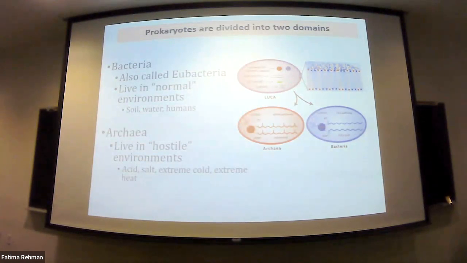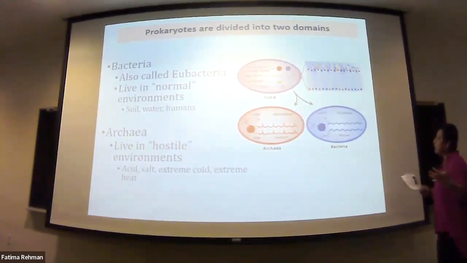Okay. The prokaryotes themselves, the eubacteria that we typically come in contact with, live in normal, typical environments that we are walking in and out of as well. So that's called soil, water, humans, other organisms, right? Archaea live in hostile environments. So they live in acid, salt, extreme cold, extreme heat.